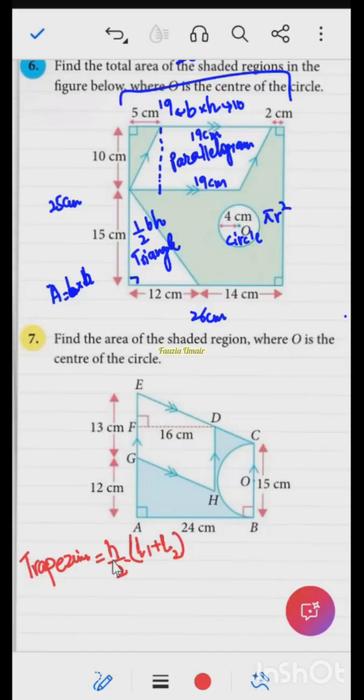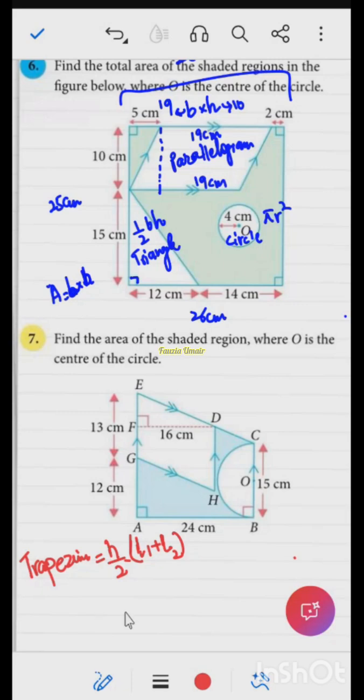Okay, but this cannot be cancelled, like you cannot cancel L2 with 2 unless you add it, right? So you have to remember that when addition is there, you cannot cancel the value, but when multiplication is there, you can, right? So this is the formula.